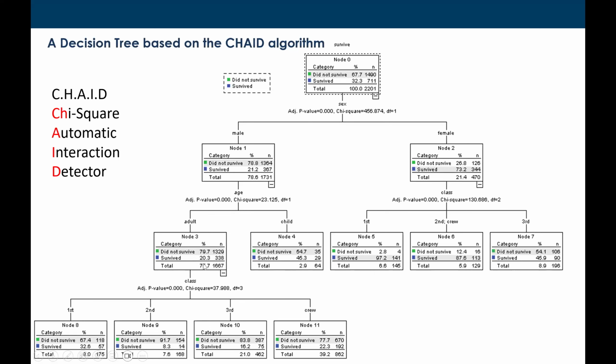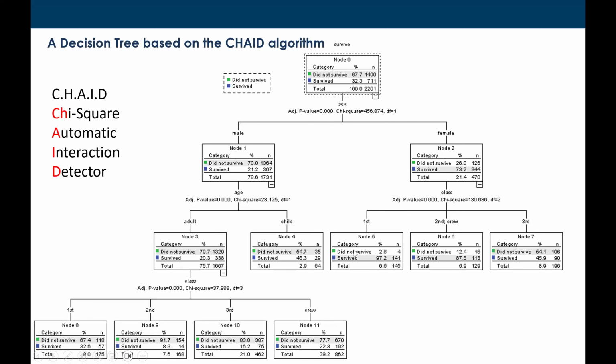If we look down through it, we can see the people with the lowest level of survival were actually males in second class. Only 8% survived, whereas males in third class, 16% survived. Males in first class, 32% survived. And crew, 22% survived. Over here in the female branch, we only have 470 records. It does not split it by age because age is not a significant predictor of survival among the female passengers. It just wasn't used. So it's really good at finding exceptions to the rule.